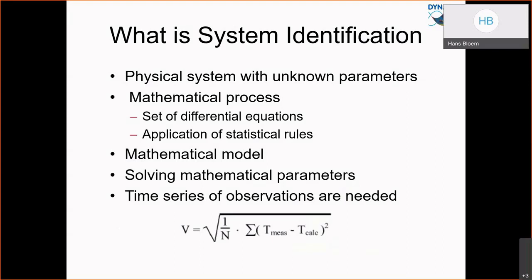So at the end of the whole process, you should convert these mathematical parameters again into the physical parameters that you were interested in and looking for. So that is very important to realize, that the end of the system identification application is the conversion into the desired physical parameters.